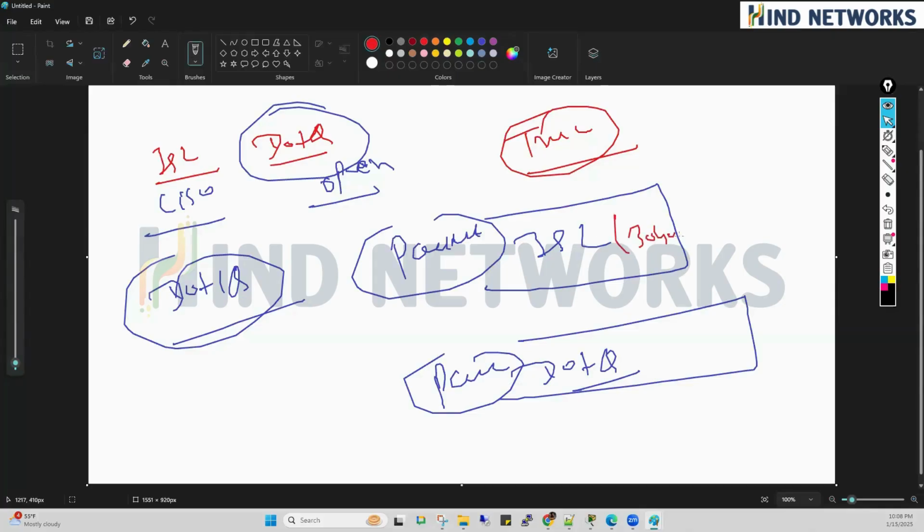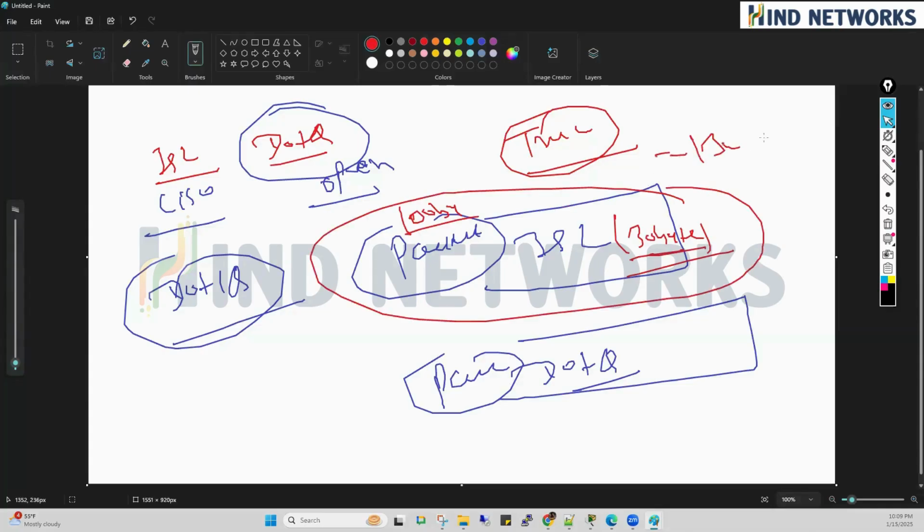ISL will add 30 bytes of extra data here. For example, if the size of your packet is 100 bytes and you are using ISL, it adds 30 bytes of extra information. So the total size of the packet is, guys, 130 bytes.